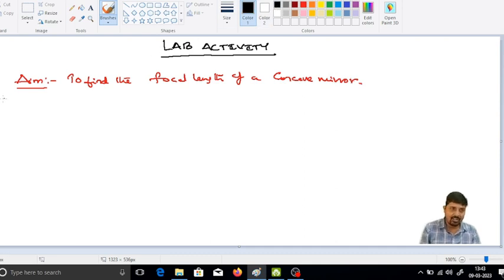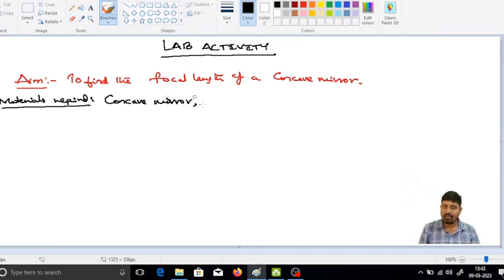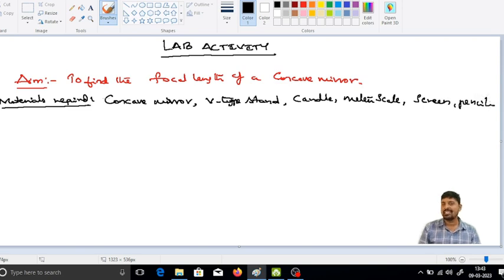The second one. What are the materials required to conduct this experiment? Can you please tell me? We require a concave mirror. We require a V-type stand. We require a candle, meter scale, screen and pencil. So these are the materials required to conduct this experiment.